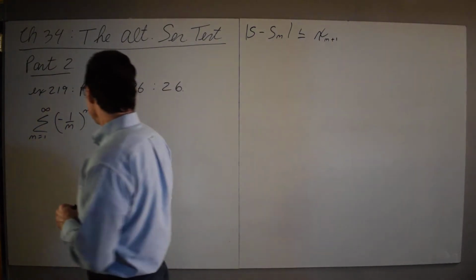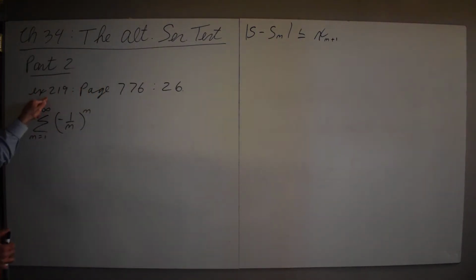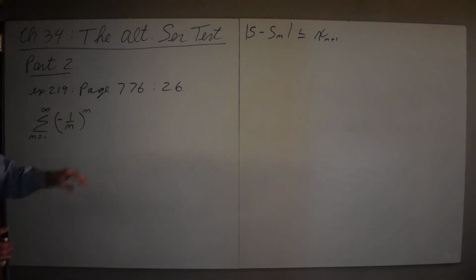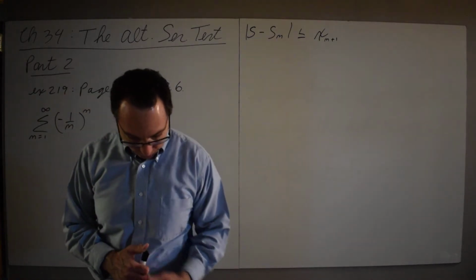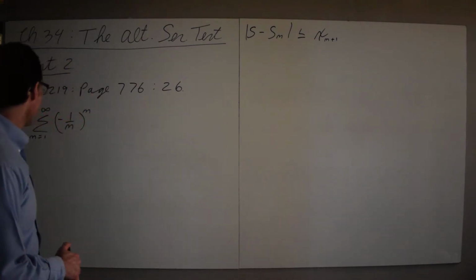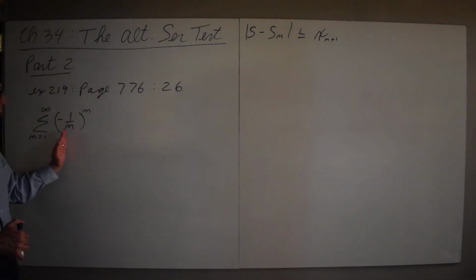Now, the example that I'm going to do, example 219, is one of the problems from the textbook. This is problem 26 from page 776. So there are two things we want to do. First of all, we want to show that this series converges by the alternating series test, and then we want to get the remainder within 1/20,000th. We want to find the sum so that the remainder is within 1/20,000th of the true sum.